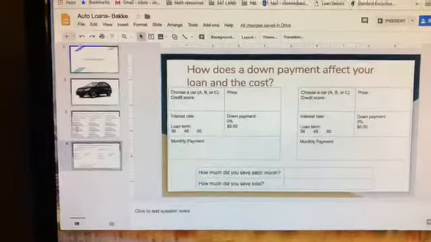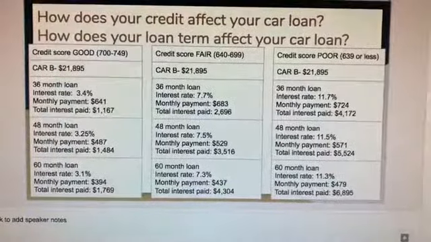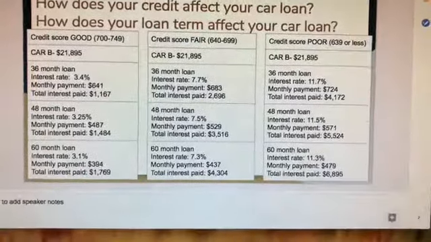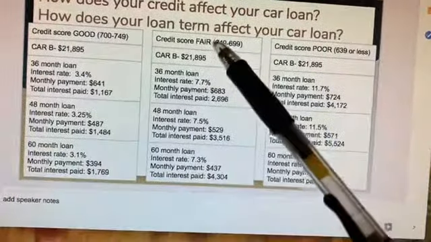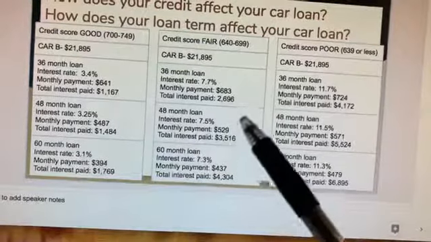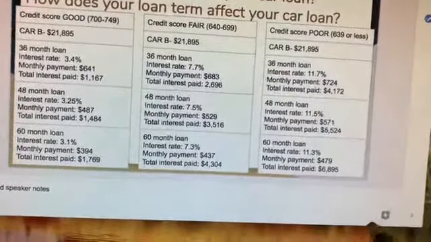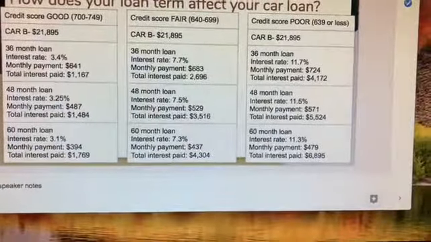So I'm going to go back to my other part of the project, and you should have 3 different cars where you did 3 different credit score examples. I'm just going to use all 3 of my fair credit score examples. So I'm going to use all 3 of these car loan examples. I'm going to totally ignore everything in the good and poor credit. I'm going to ignore car A and car C. These are going to be my 3 examples.